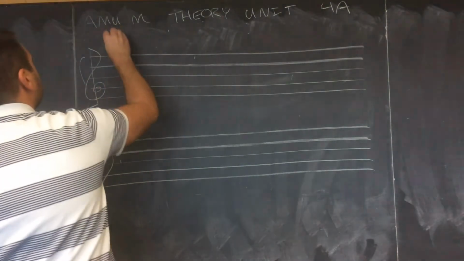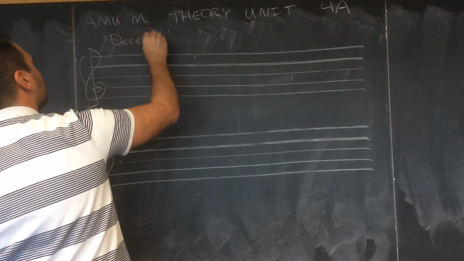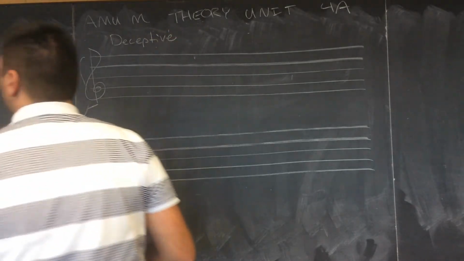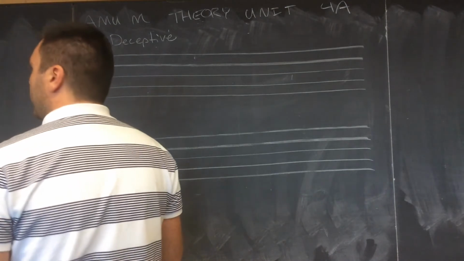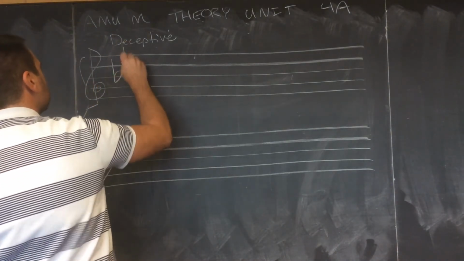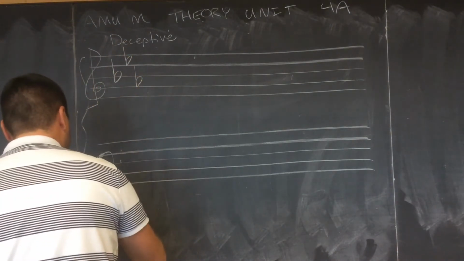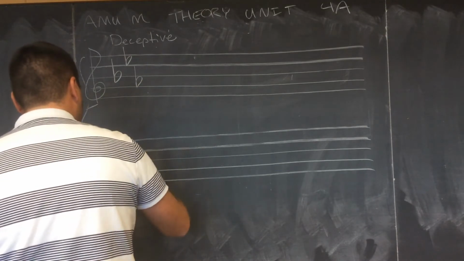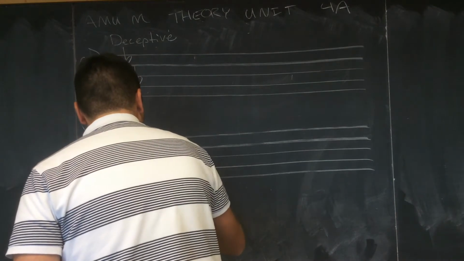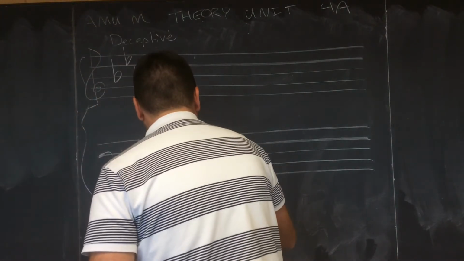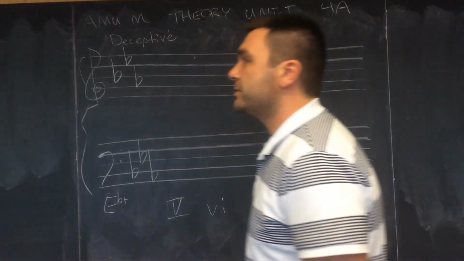So deceptive. Going to be deceiving our ears. So let's go back to a major example. Sure, why not? So E flat major, let's draw our key signatures. Should write it down here. So E flat major. And we know we're going to be deceptive, so we're going from the dominant, and then we're going to go to the submedian.